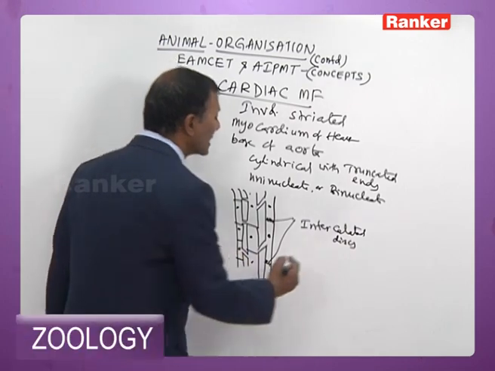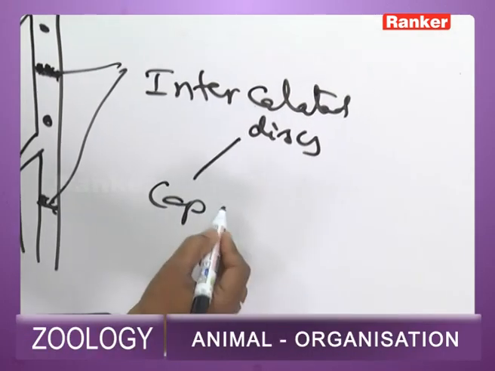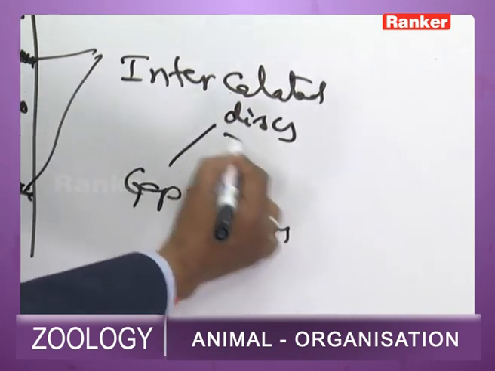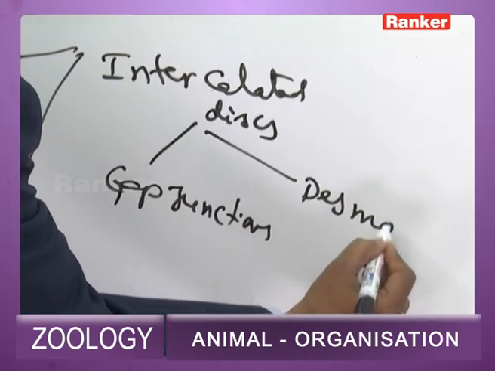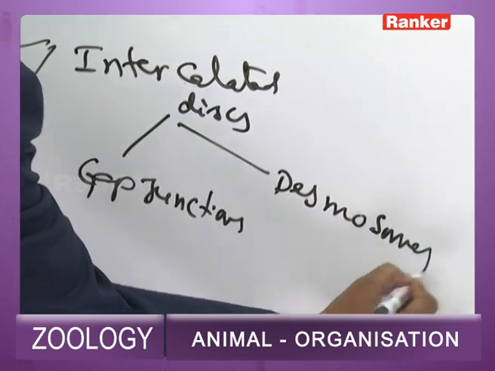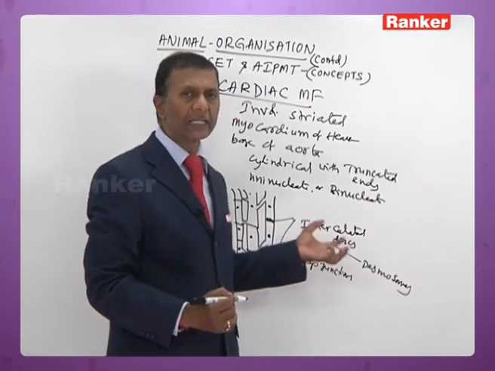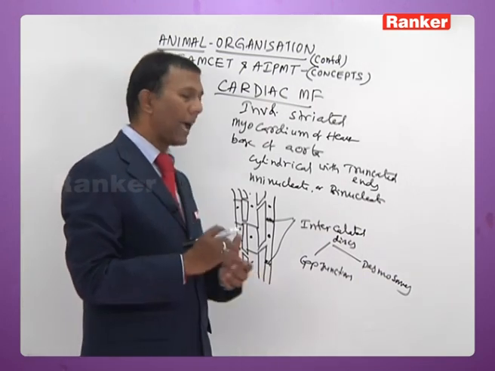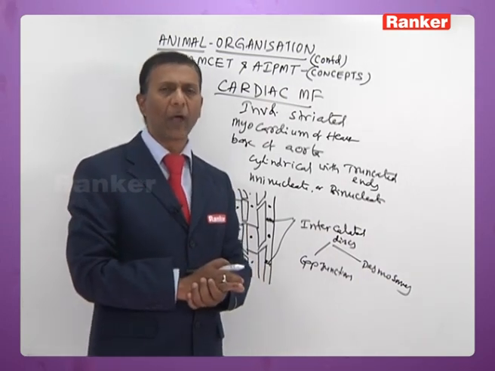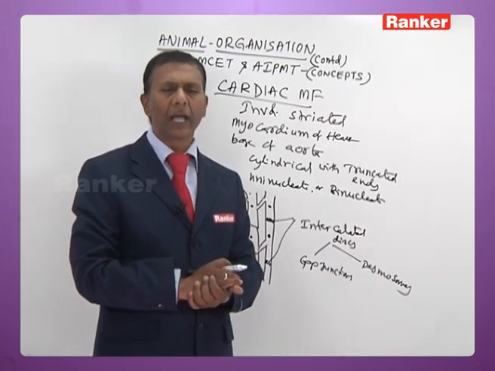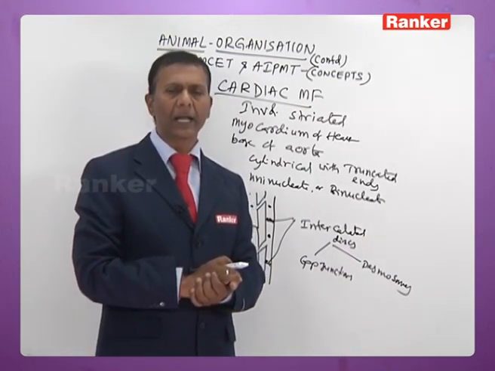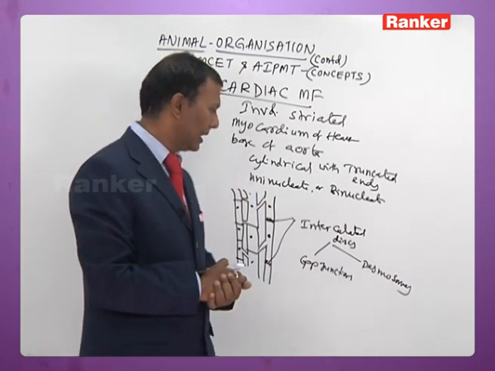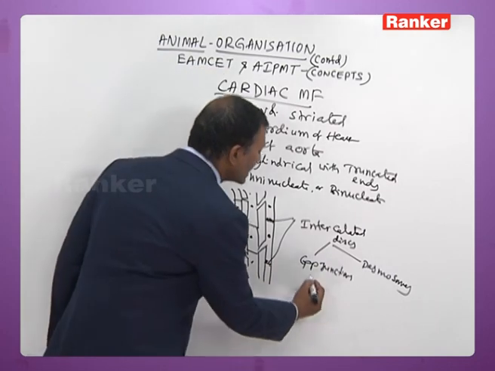The intercalated discs contain gap junctions and desmosomes. The desmosomes act as anchoring junctions between the cardiac muscle fibers, while the gap junctions act as ionic channels, that is, they help in conduction of ions and conduction of impulses from one muscle fiber to another. The gap junctions are also called nexuses.